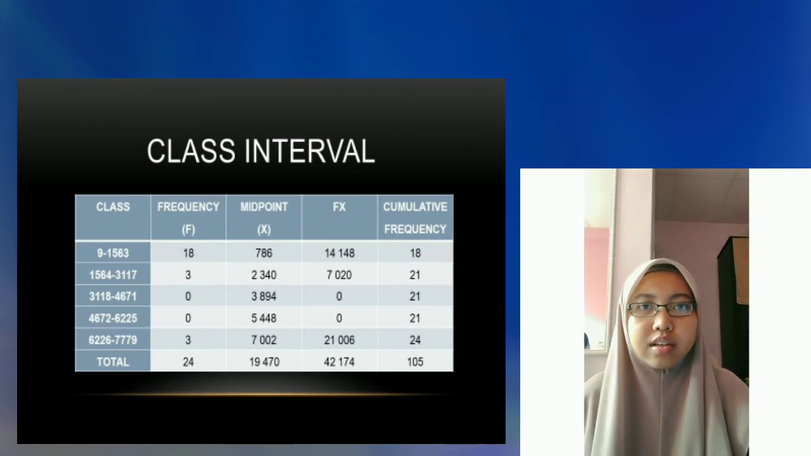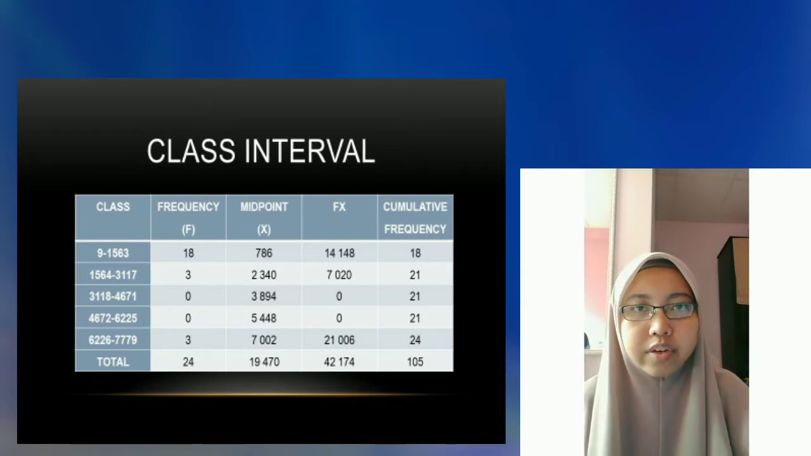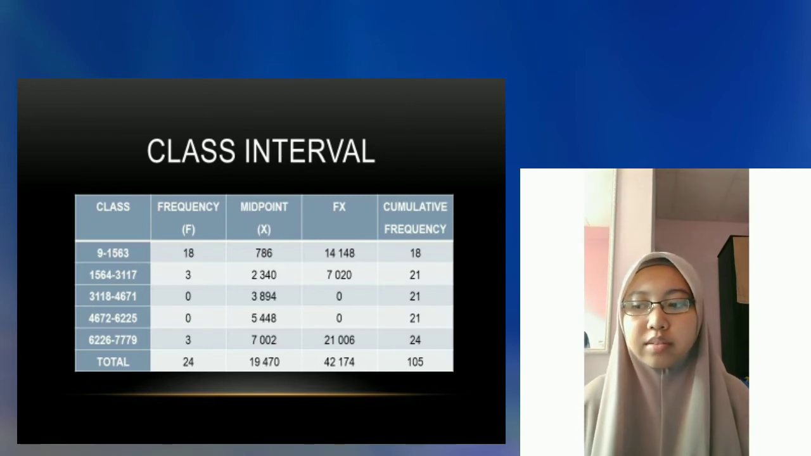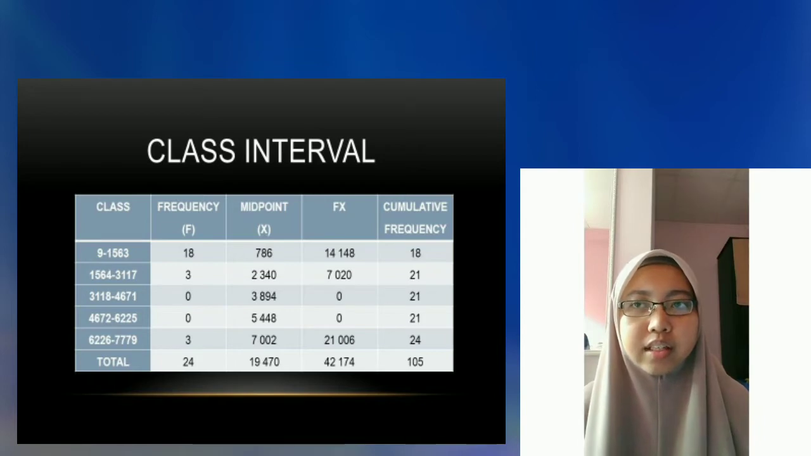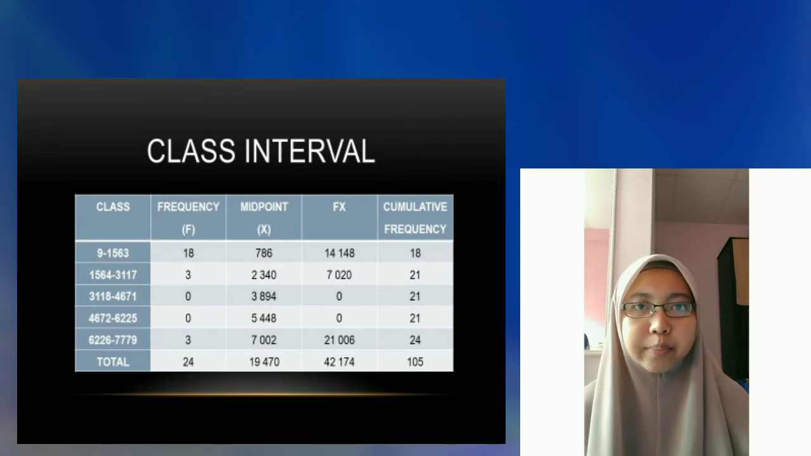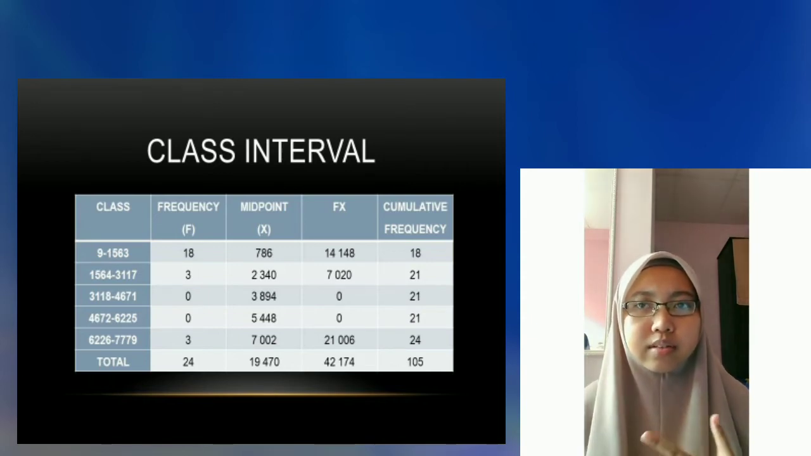A19A0490. Next, I want to talk about numerical descriptive measures of educational institutions in Malaysia for year 2016, 2017, and 2018. This is the table of class interval that we use to calculate mean, median, mode, range, sample variance, standard deviation, and quartile.